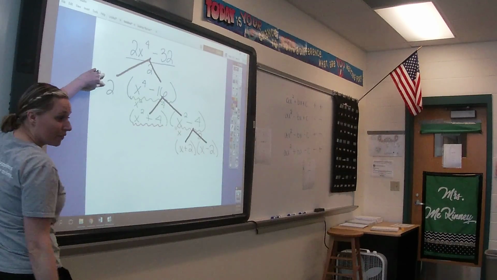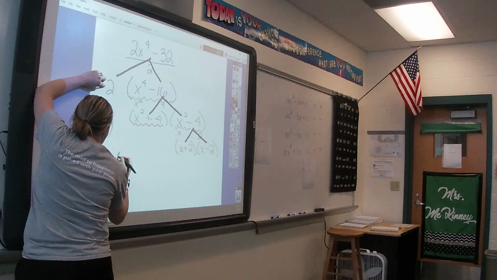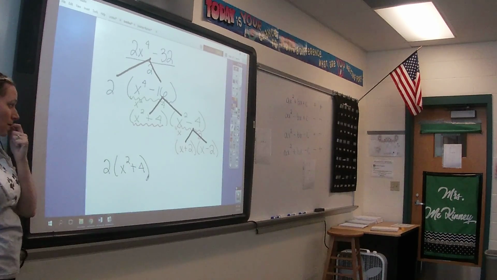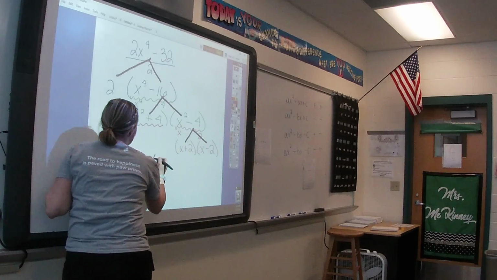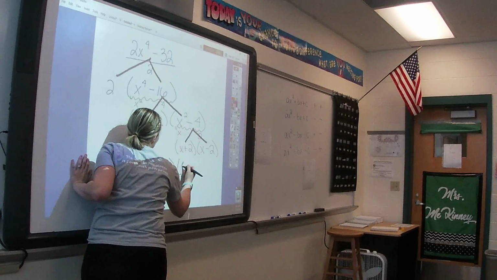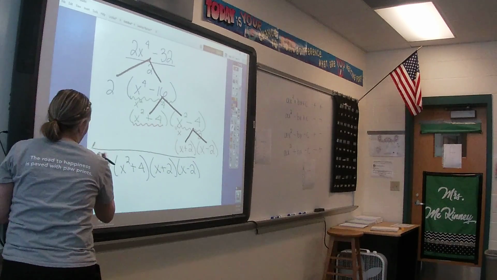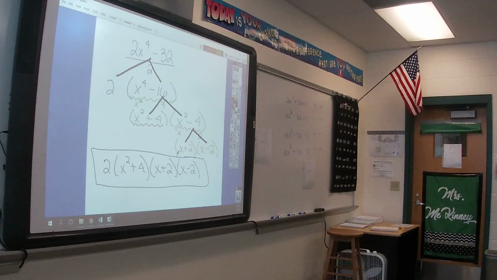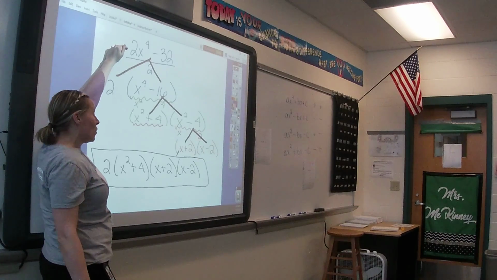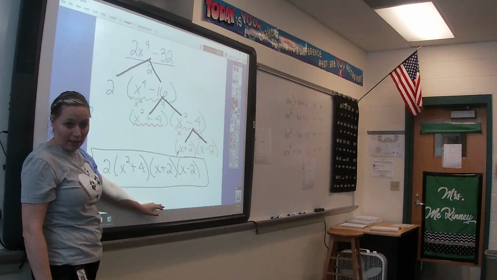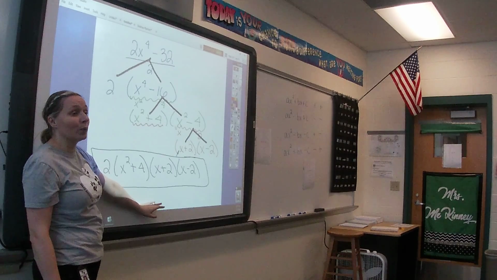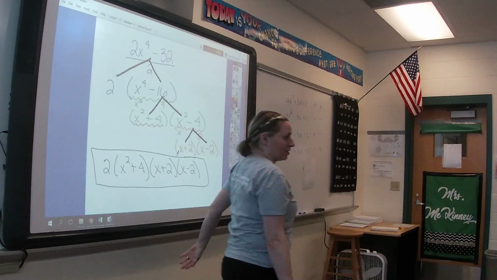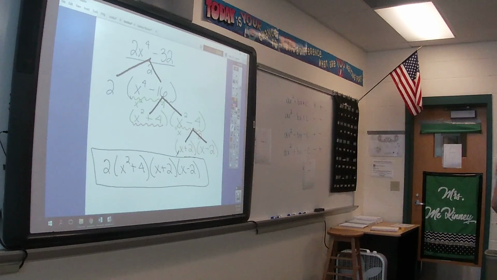So the 2 is part of the answer. The x squared plus 4 is part of the answer. And the x plus 2 and the x minus 2 are part of the answer. And that would be 2x to the 4th minus 32 factored completely. And then students are like, why in the world would you want to write it that way when this is way easier? It'll make sense later in the trimester. Okay, sometimes it benefits us to have it factored.